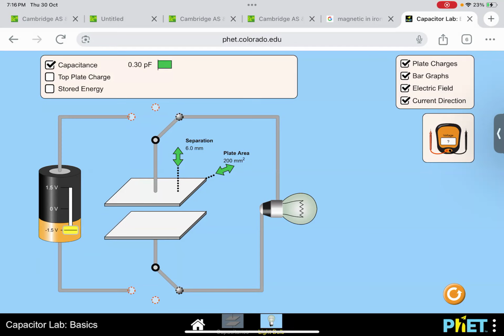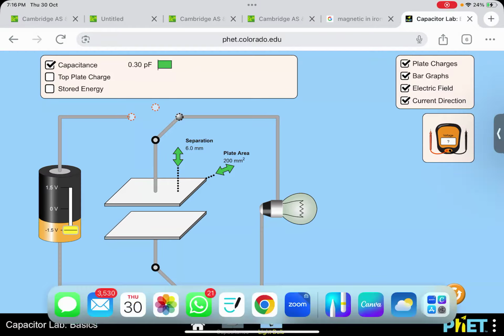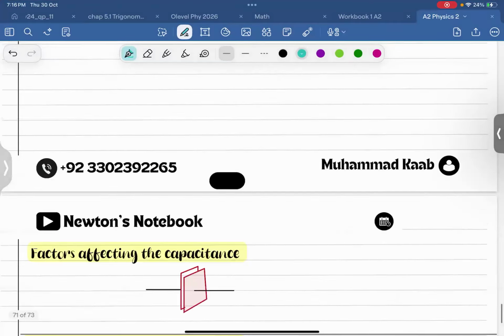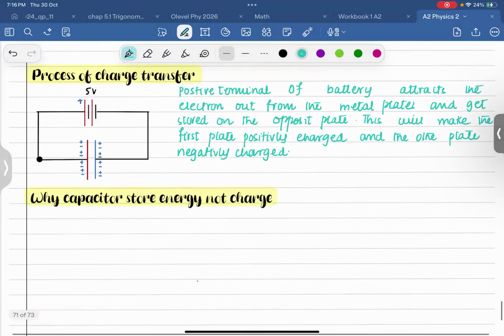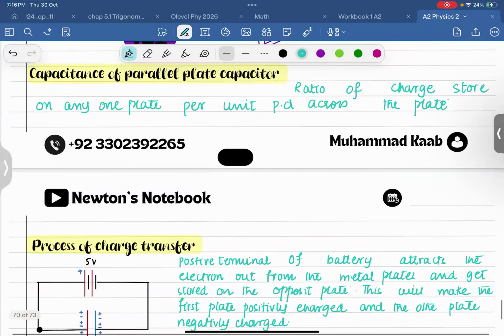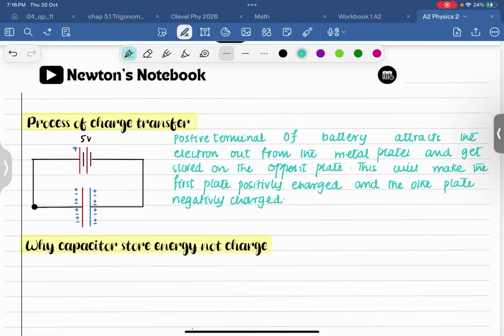So the capacitor does not allow any direct current in the circuit, right? So this is how you can understand the concept of the capacitance, right? And the charge storing. Clear? Now back to the lecture. Okay. So we learned the first concept as the process of charge transfer.